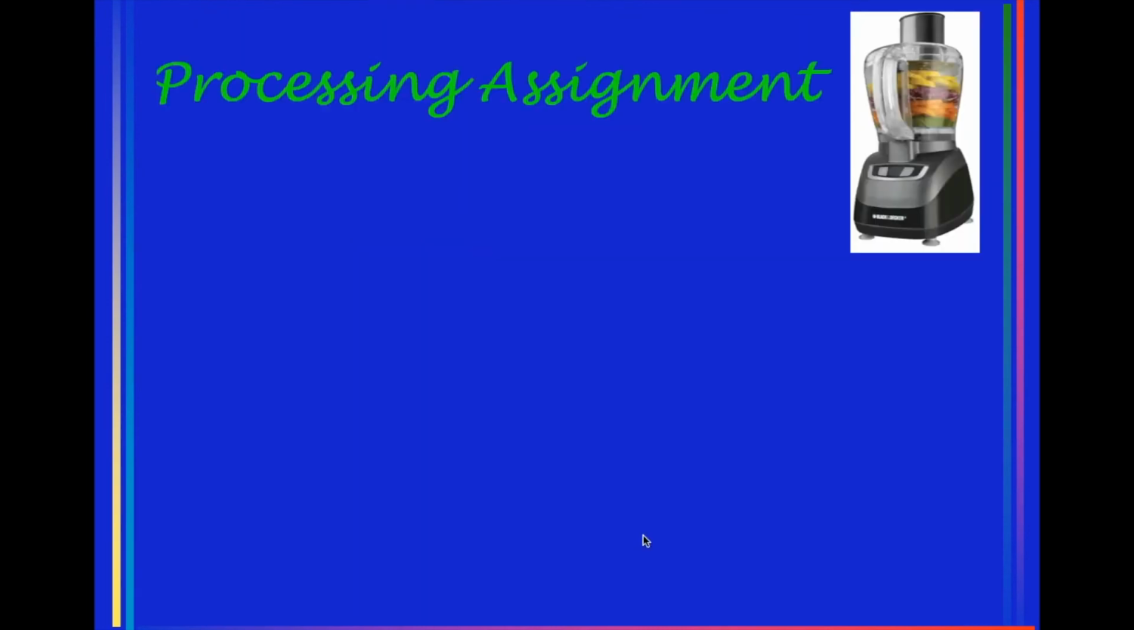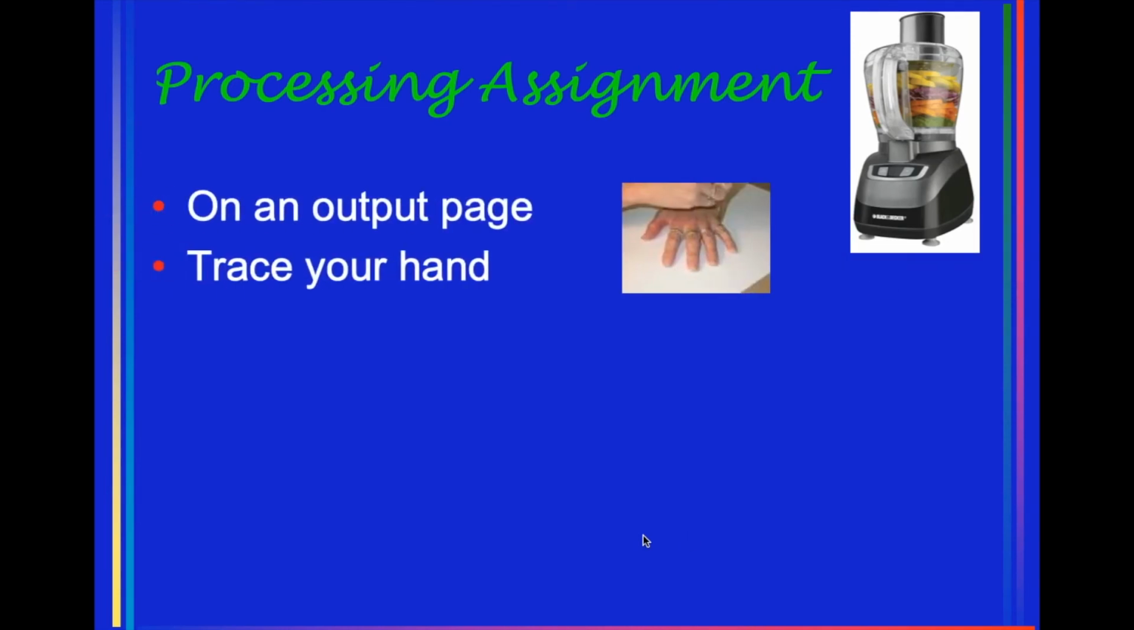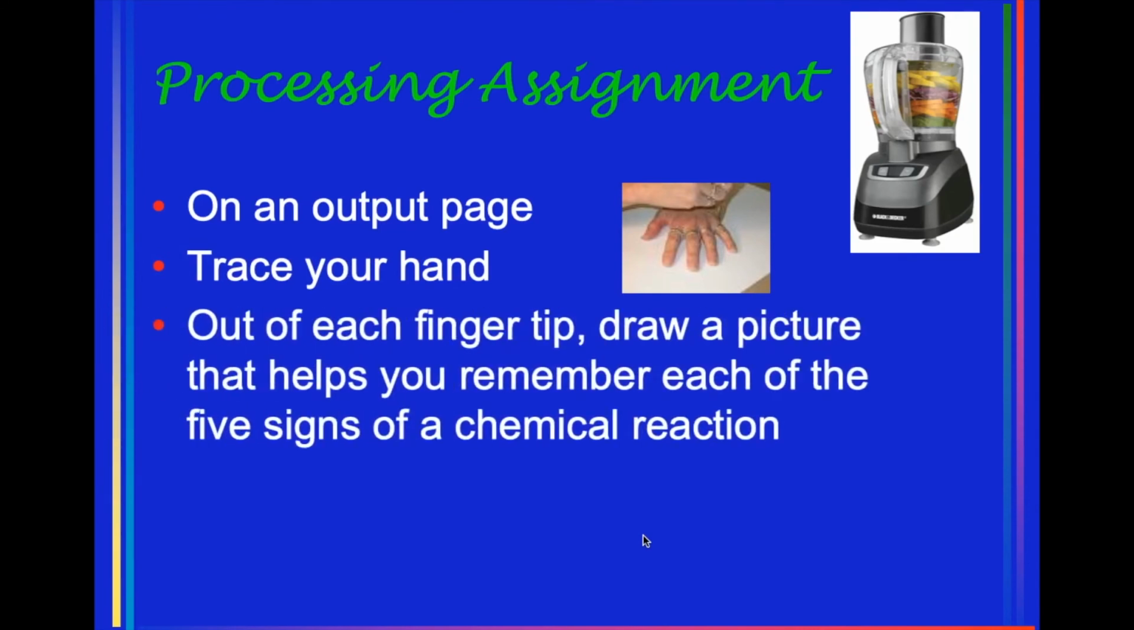All right, so the next thing I want you to do real quick, to make sure you remember these 5 signs of a reaction because they're so important in the lab. I don't want you to have to just look them up. I want you to know them. So on an output page, I'd like you to trace your hand with 5 fingers. Out of the tip of each finger, draw a picture that helps you remember the 5 signs of a chemical reaction. So draw a picture that represents gas given off, light change or light given off, color change, temperature change, precipitate. So just some picture or symbol to help you remember it.